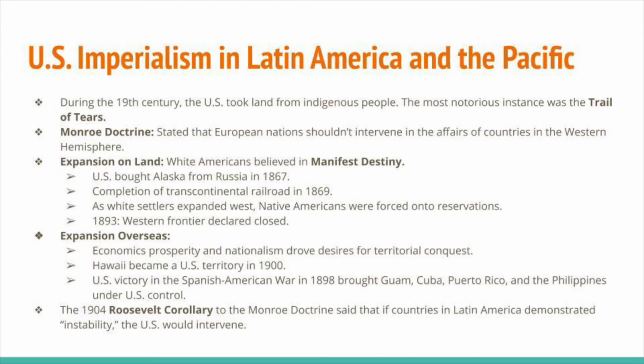Economic prosperity and feelings of nationalism drove desires for territorial conquest overseas. Hawaii became a U.S. territory in 1900, and following a U.S. victory in the Spanish-American War in 1898, Guam, Cuba, Puerto Rico, and the Philippines came under U.S. control. The 1904 Roosevelt corollary to the Monroe Doctrine said that if countries in Latin America demonstrated instability, the U.S. would intervene.